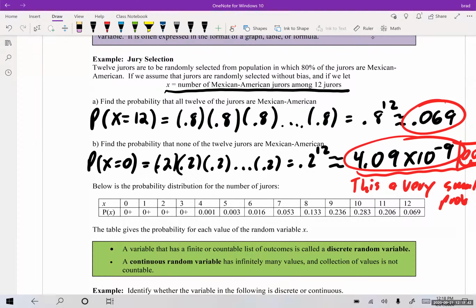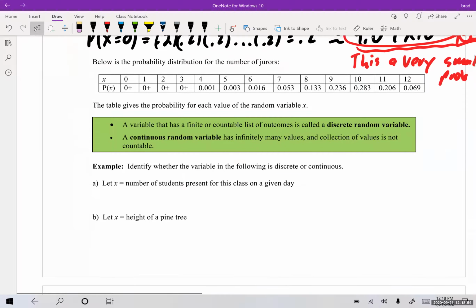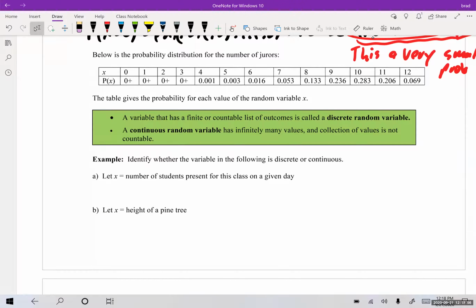Okay, so the reason they asked us these two is because right now, those are the only two that you could do by hand that you don't need the table. But as you can see in the table, it still gave us the information. Okay, and we got it to match. So now it says the table gives the probability for each value in random variable X. So this is saying what's the probability of 5 jurors being Mexican American, of 8 jurors, of 11, and so on. You can pick any number and this table gives you those values. And it's based on the fact that you're choosing from a pool of 80% Mexican American population for this particular jury.